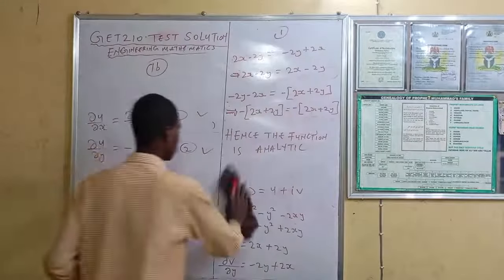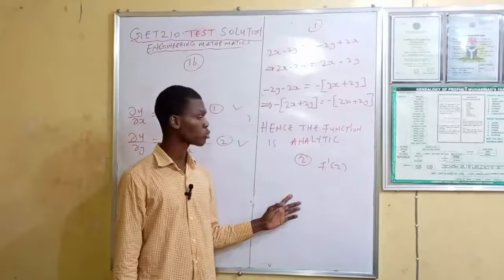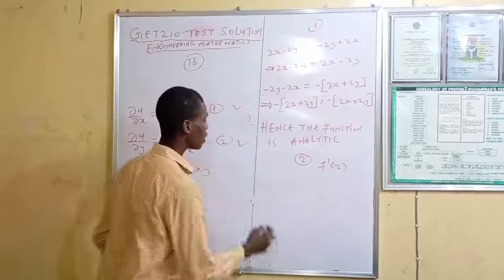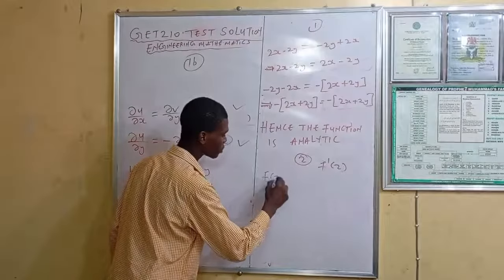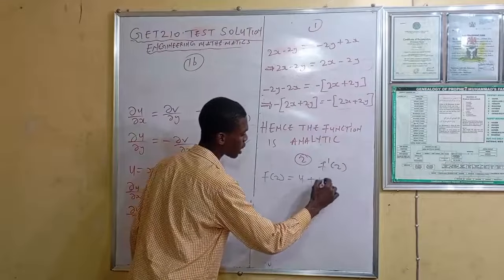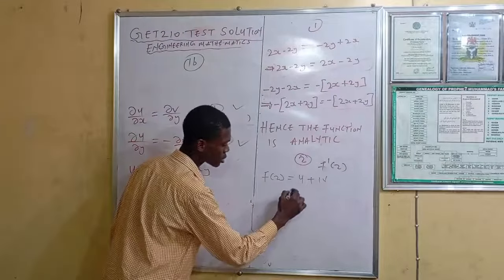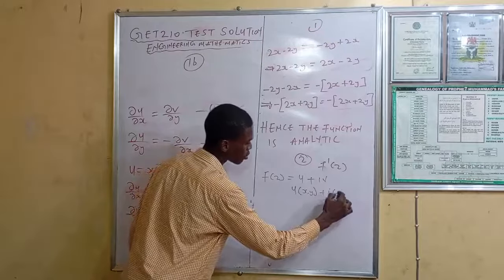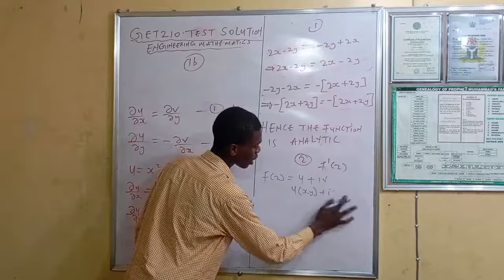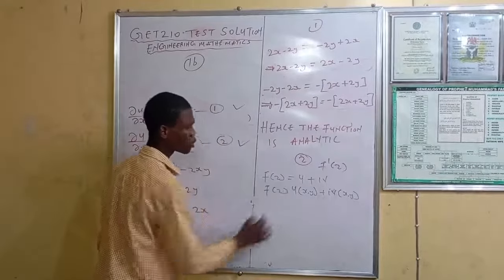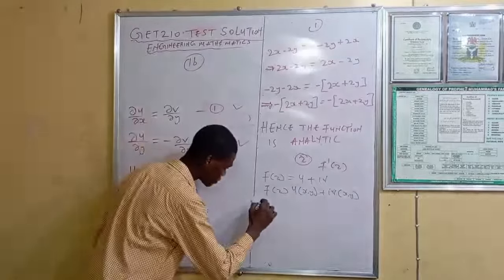For question 2, it says to find the derivative of f(z). We said earlier that a function of z is in the form of a complex number, u plus iv, which is still the same thing as u(x,y) plus i v(x,y). So how do you get the derivative?